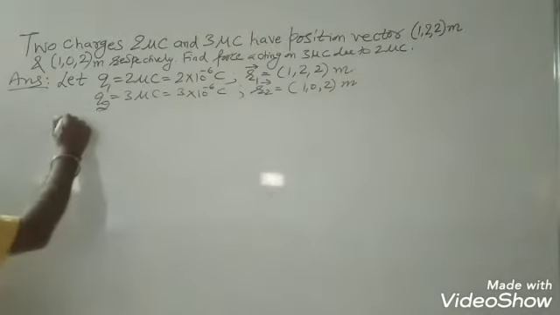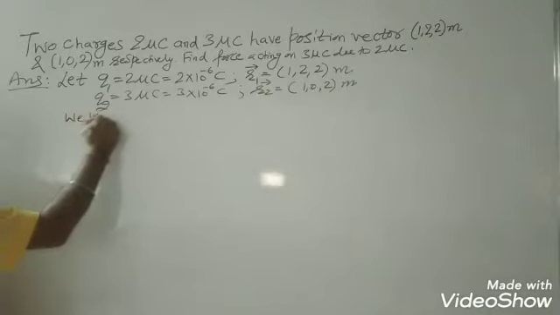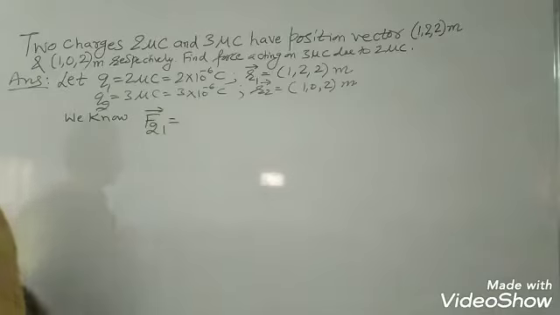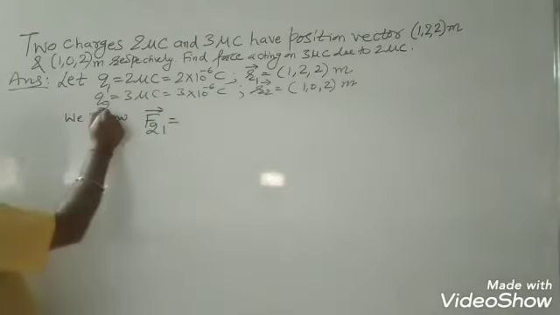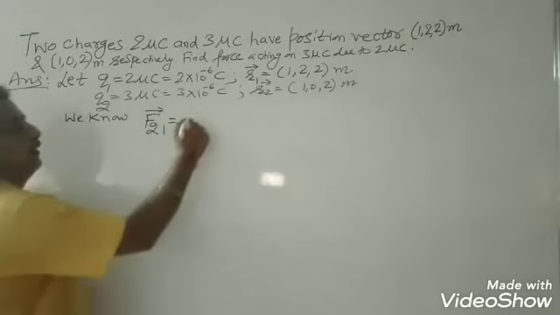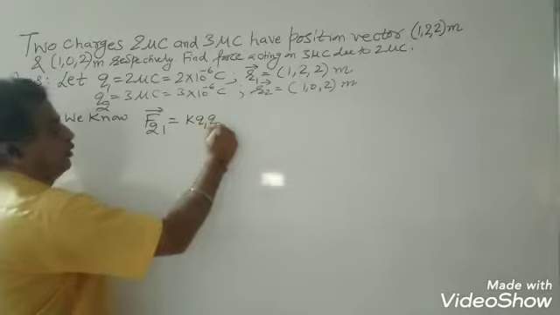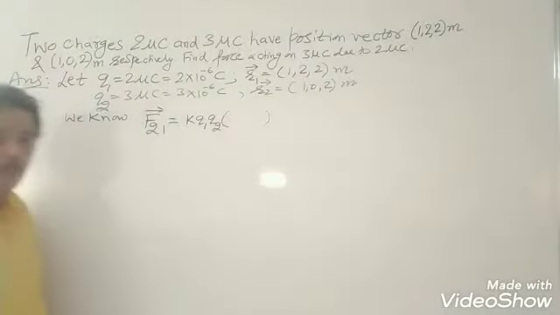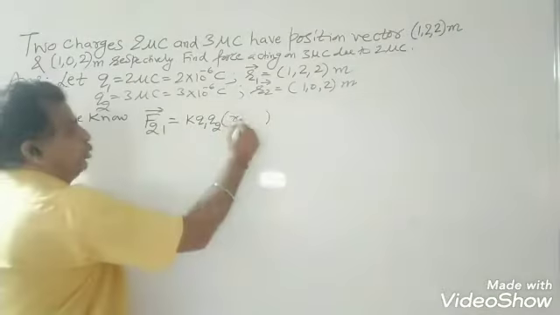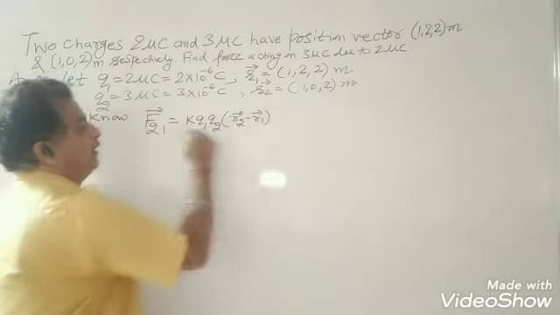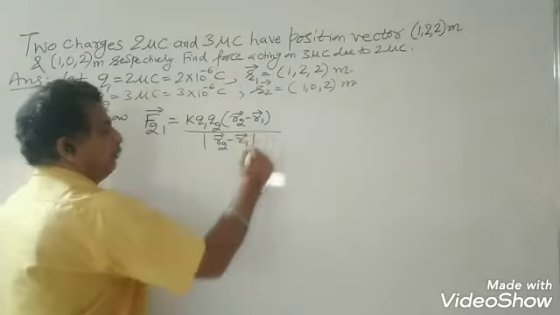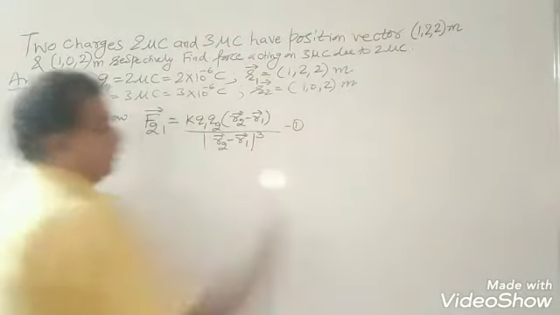So according to Coulomb's law, we need to find out the force on 2 due to 1. So F21 is equal to K Q1 Q2 times R2 minus R1, divided by the magnitude of R2 minus R1, whole cubed. This is our equation number 1.